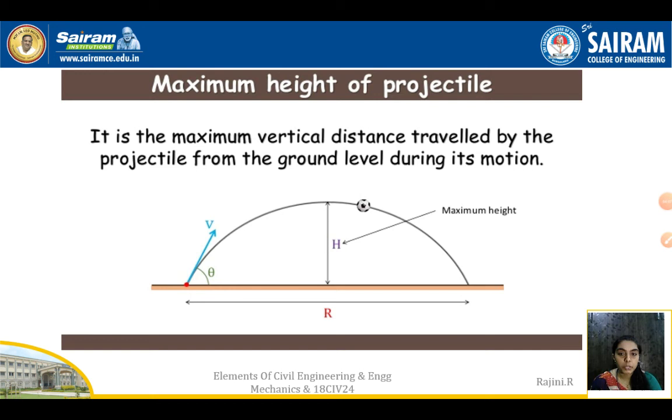Maximum height of the projectile. As I explained in the first slide, when you are throwing a ball or a stone from one point to another point, we calculate the vertical height at the maximum point. It is the maximum vertical distance traveled by the projectile from the ground level during its motion. So we have to take the maximum part. For example, if it goes from the initial position to the final position, we take that maximum portion. That will be the maximum height of the projectile.